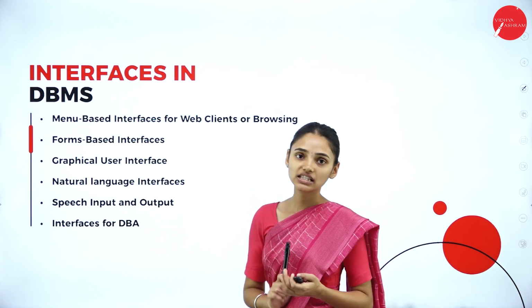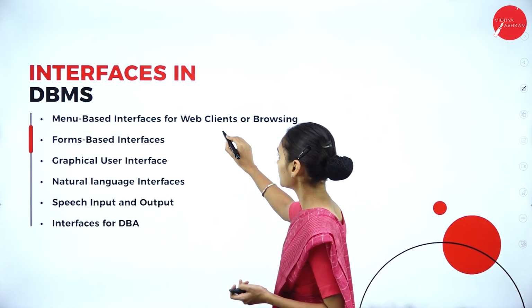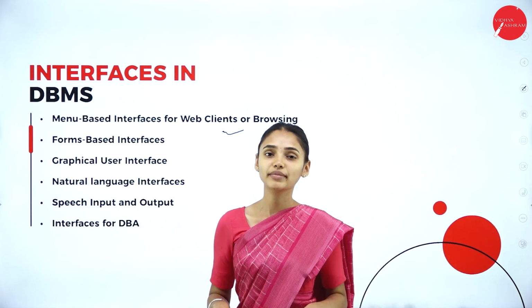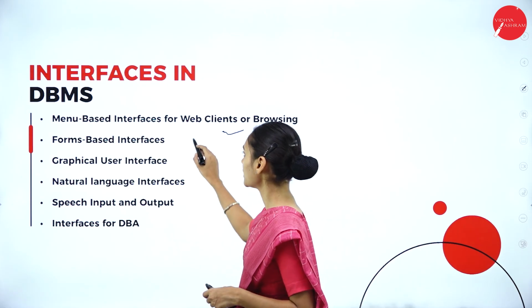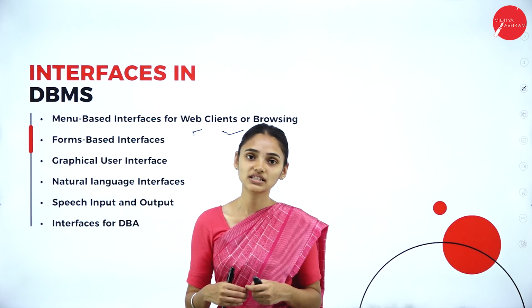Next is interfaces in DBMS. What are the interfaces we have? First is the menu based interface or web client or browsing. The menu based interface contains menus. Say for example, when you go to a hotel, you have a menu. In the same way, we have a menu based interface, which reduces the time and complexity for the users.